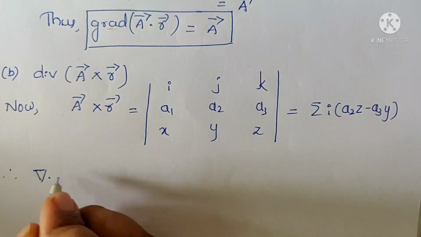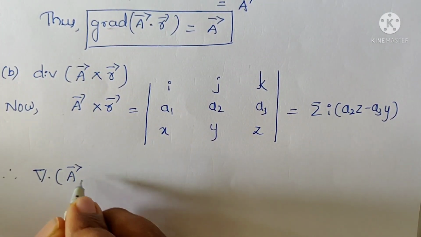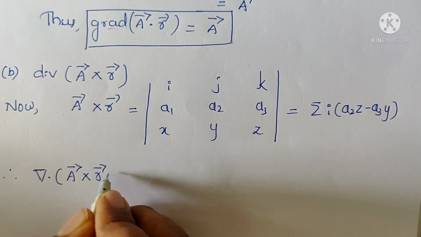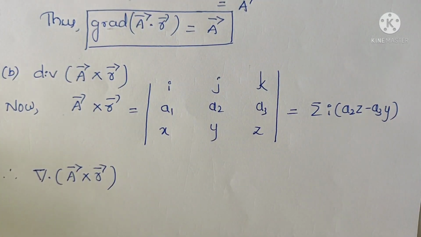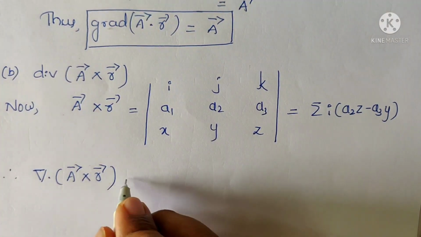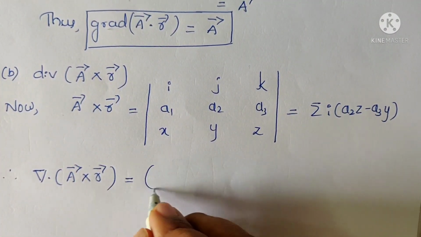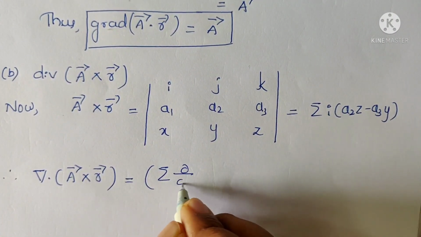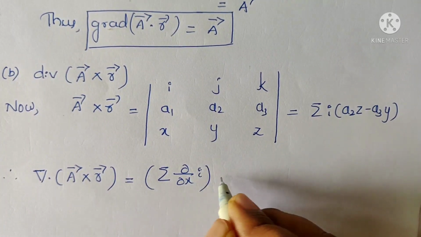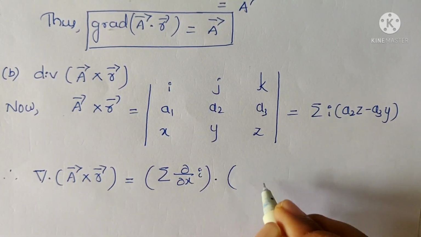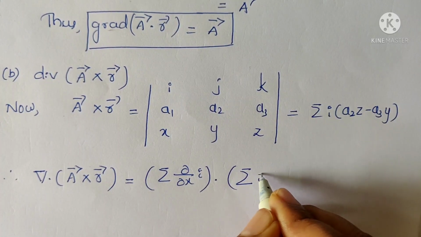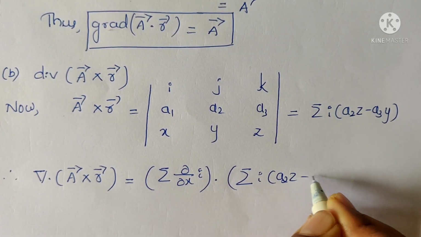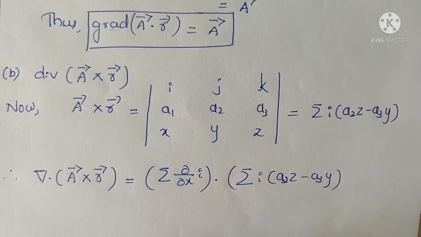Divergence of A cross R, that is, divergence is what? Dot product of del and the vector. So del dot vector A cross vector R. So it is equal to, what is del? Del is summation of dou by dou x into I. What is A cross R? This is dot product. So it is summation of I into (A2 Z minus A3 Y).